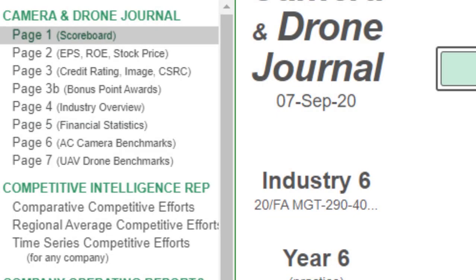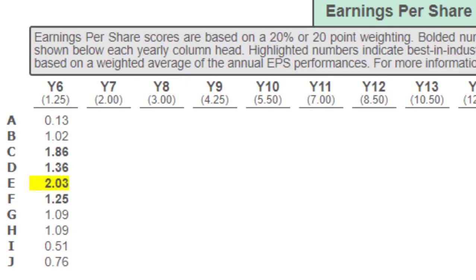So now I'll actually go over some additional information that I won't in the future. I just want to make sure you're looking at this to help guide yourself through your decisions. So if you look on the left-hand side, you have page 1 is the scoreboard. The next one I have is the earnings per share, return on equity, and stock price. So if I look at earnings per share, I notice team C, D, E, and F are all bolded. That means they met expectations for the investor. The highlighted one, which is team E, was the best in industry, right? At 203, clearly the highest in earnings per share.